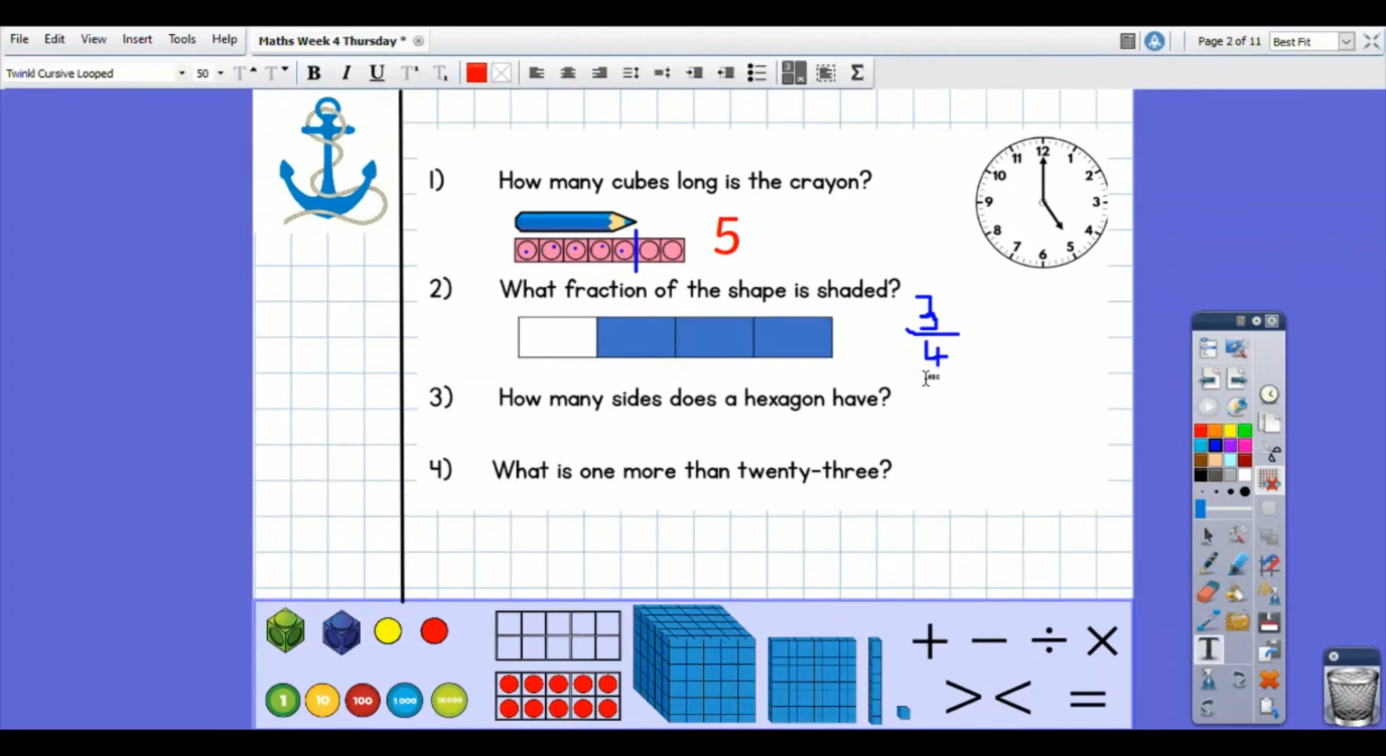How many sides does a hexagon have? Hexagon has 6 sides. And then number 4, what is 1 more than 23? So counting on 1 more than 23 would be 24. And then looking at the clock in the top corner, it is showing 5 o'clock.